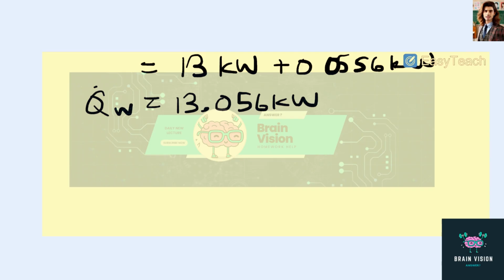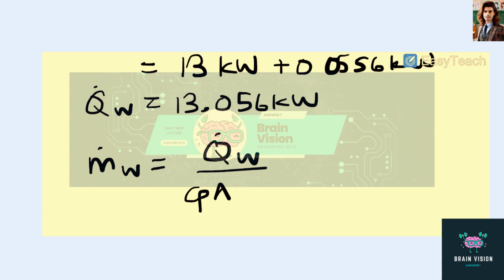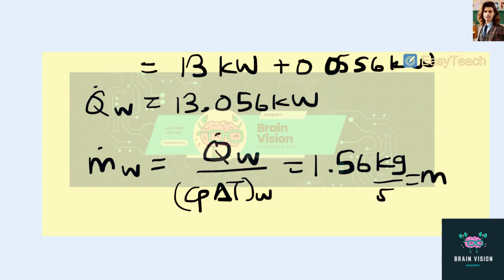Now we are given that the temperature of the water should not rise more than 2 degrees Celsius as it flows through the cooler. So we can solve for this minimum m dot of the water, which is equal to Q dot water all over Cp times delta T of the water. Plugging in for these quantities, we'll see that the minimum m dot of water that we need for this system to satisfy the condition is 1.56 kilograms per second. And that is our final answer.